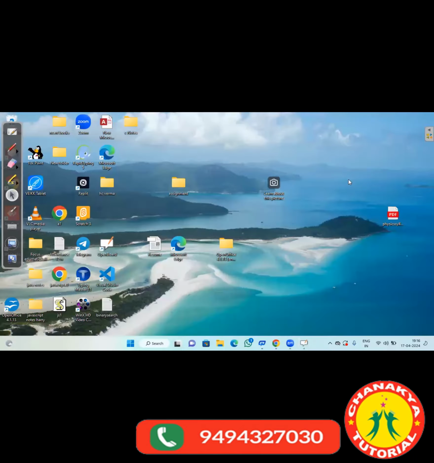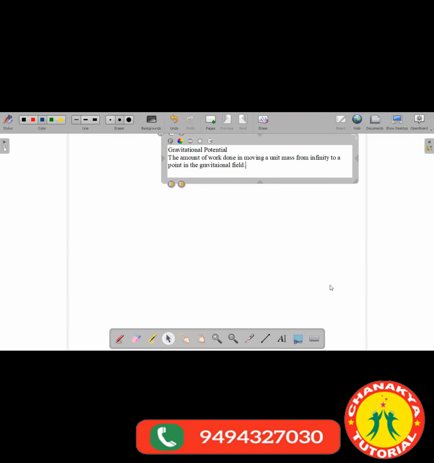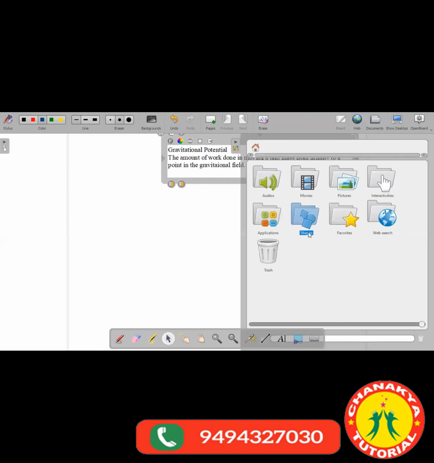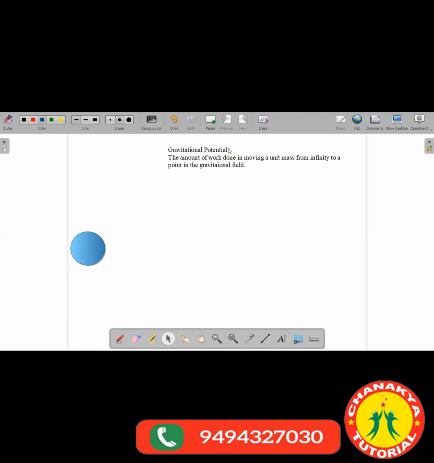Here, as you can see, if you want to bring a mass from infinity to any point in the gravitational field, we do not need to do any work. We do not need to apply any amount of force. Suppose we bring this mass m from infinity to a point in the gravitational field, over here. Let us assume its distance from the center to be r.